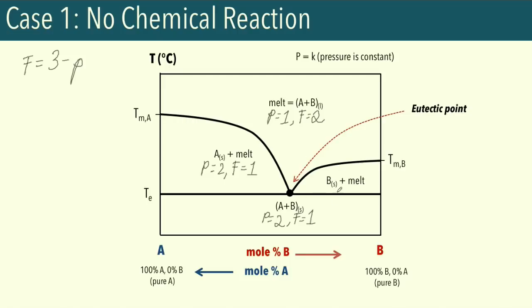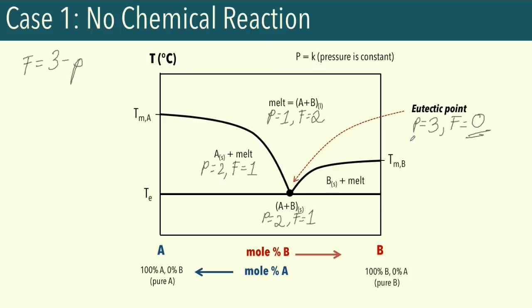At this point we actually have a melt in equilibrium with the solid mixture of A and B. So the number of phases is equal to 3: the melt, the pure solid A, and the pure solid B. That means our variance, which is equal to 3 minus P, is just going to be equal to 0. So the eutectic point is considered to be an invariant point. This is going to be characteristic for our mixture.